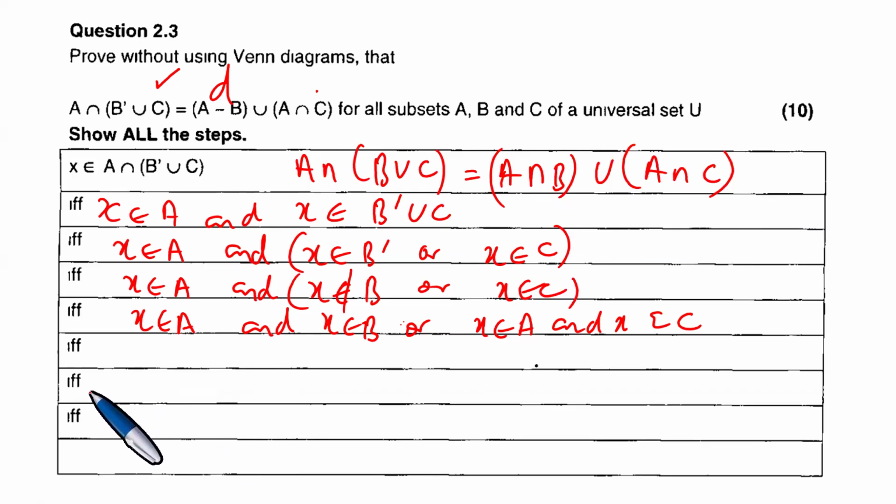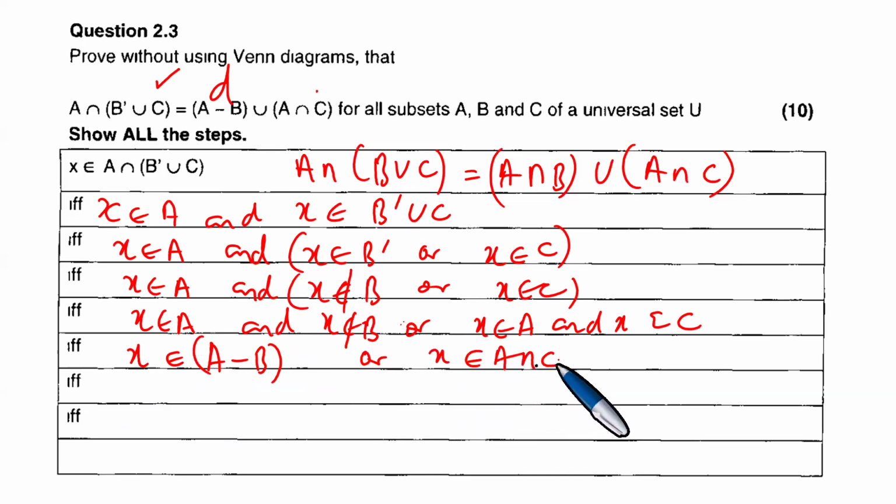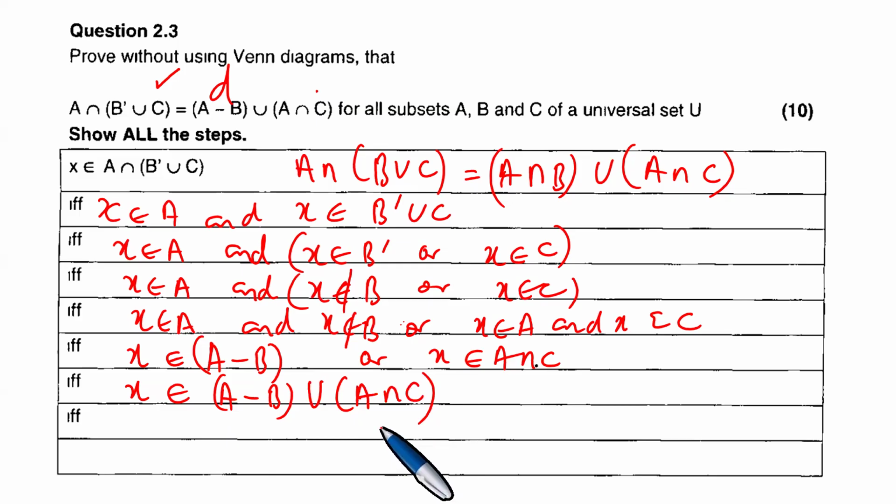So now, what is this? Here, take X not in B, still. Therefore this would mean that X is an element of A without B, because X is not in B. Or this would mean X is an element of A intersection C. So you have A minus B.